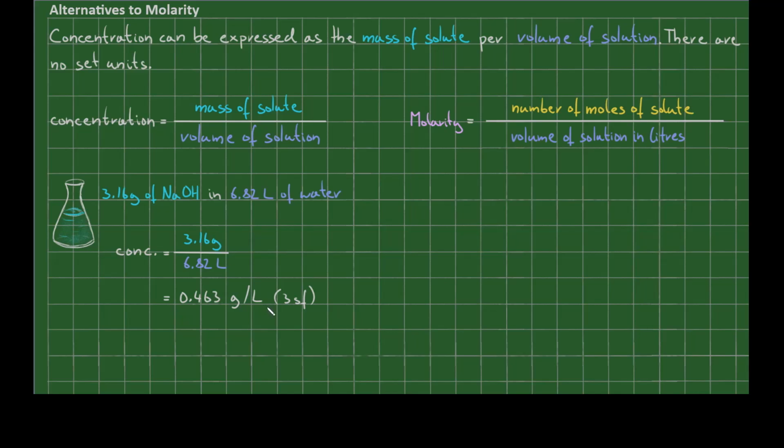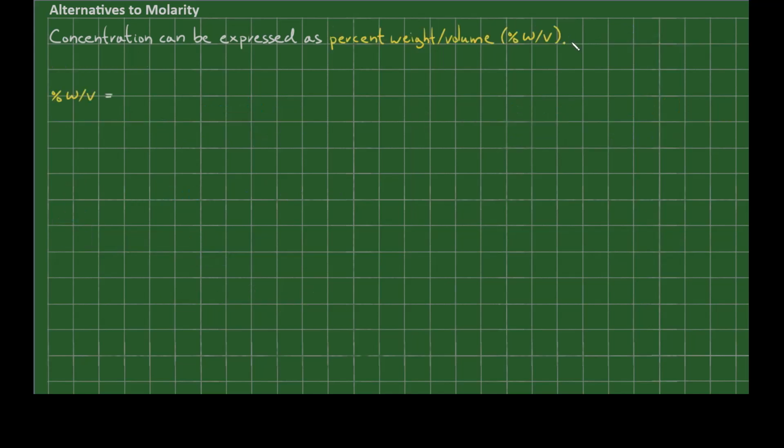Be aware that different disciplines have different ways of talking about concentration. In chemistry, in most cases, we use molarity. In nursing, concentration is often expressed as percent weight per volume. And the formula for percent weight per volume is exactly what it says. I will have the mass of the solute, note that it is in grams, divided by volume of solution in milliliters, and all of that multiplied by 100.